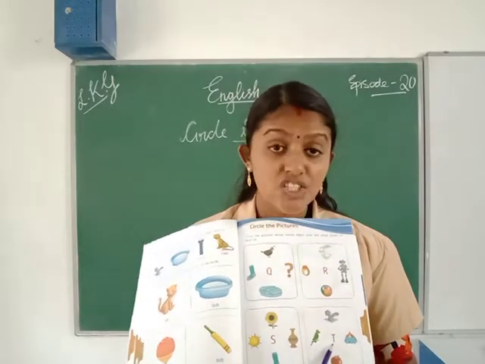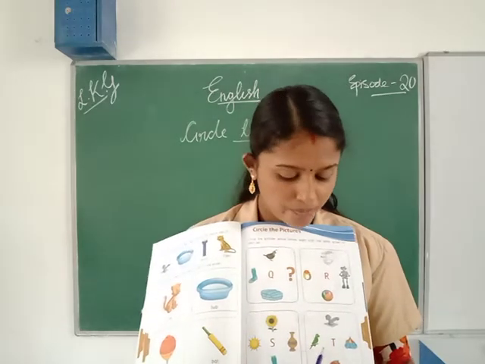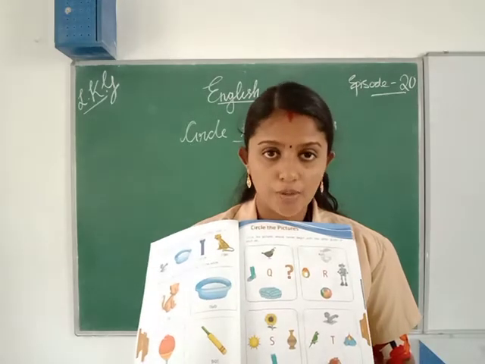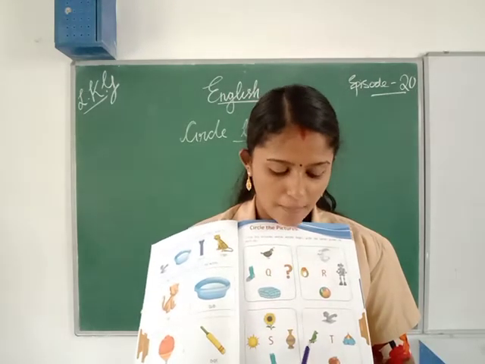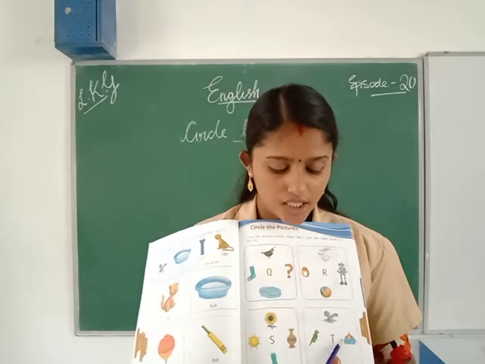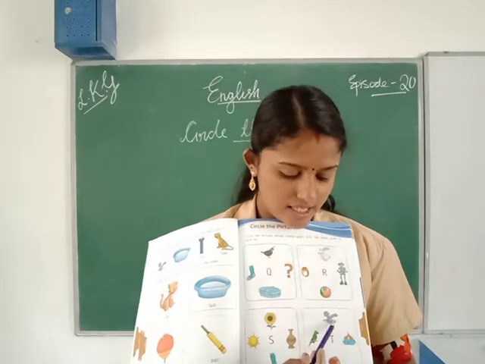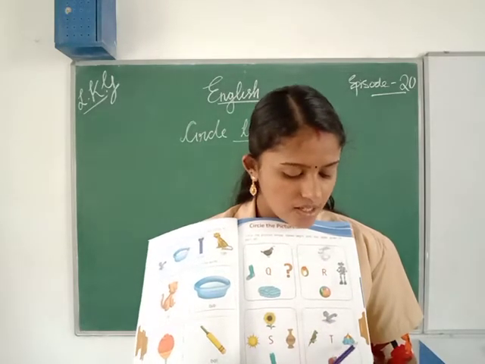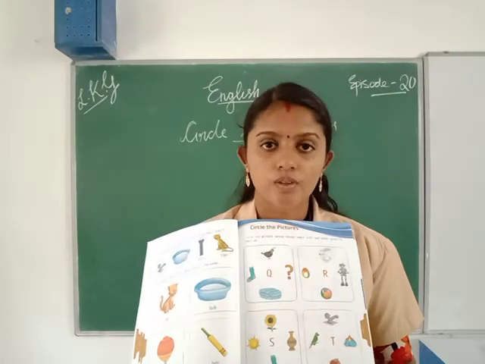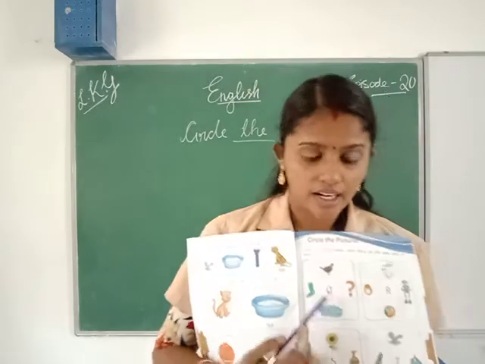Last word. Tea. Listen. Parrot. Top. Tent. Tomato. Listen. Top. Tent. Tomato. Which one? Yes. Top. Tent. Tomato. Okay.